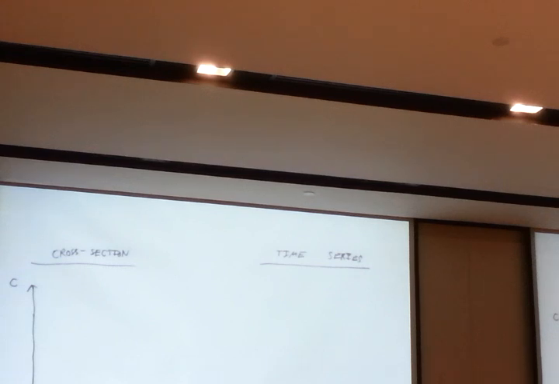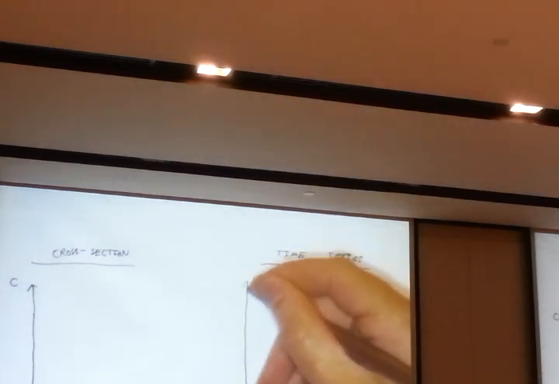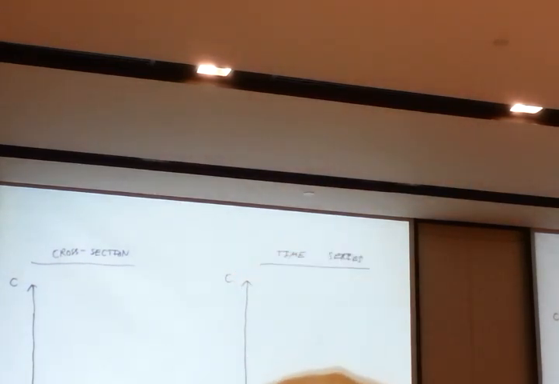So what's a cross-section? It's a description of the type of data we have. So these are two different kinds of data. It's not that we're talking about different variables. In both cases, we're going to be talking about consumption and income. It's not the type of variable we're looking at. It's where that data comes from.